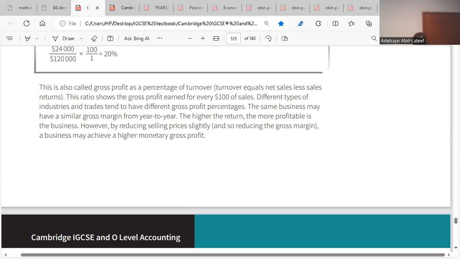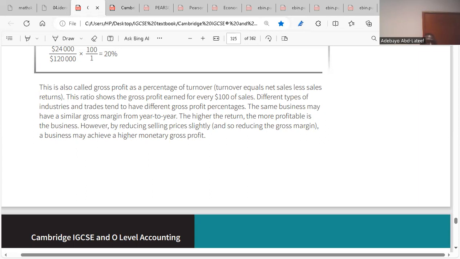Then gross profit margin. Gross profit margin is gross profit divided by revenue multiplied by 100. So how can you increase your gross profit margin? You can increase it, one, by increasing the selling price of your product, two, by buying cheaper raw materials or diversifying the kind of product you sell. That means you sell different kinds of products or even change your suppliers.